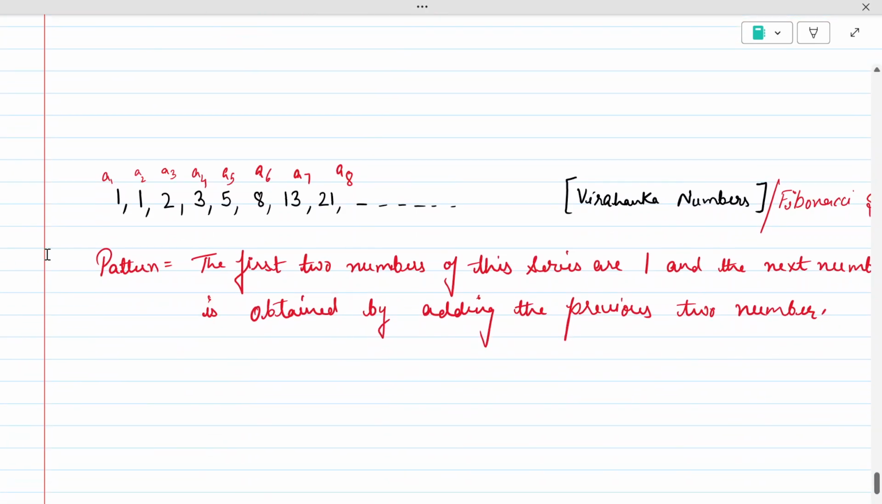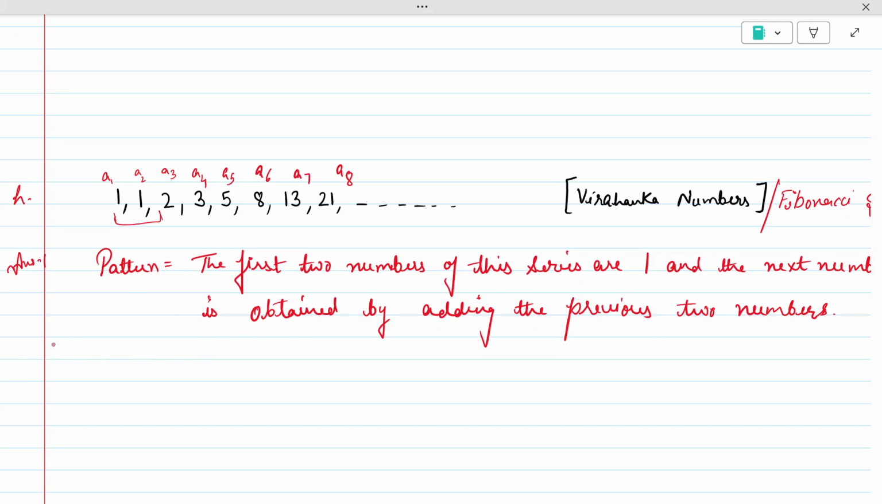Now we have Virahanka numbers, where the first two numbers are 1 and the next subsequent numbers are obtained by adding the previous two numbers. That is, this is 1 and 1, the first two numbers, and then the third number is the sum of the last two numbers. 1 plus 1 is 2, 2 plus 1 is 3, 2 plus 3 is 5, and so on, right? So the pattern here is the first two numbers of this series are 1 and the next number is obtained by adding the previous two numbers. Okay. So this is the pattern.